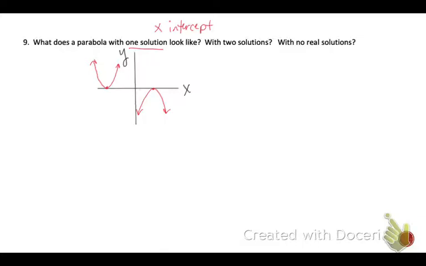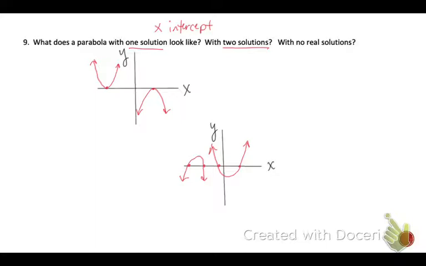Now, two solutions means that parabola is going to cross twice. So it could look like this, where it's opening downward, crossing twice, or it could look like this, where it's opening upward and crossing twice. Now, this last one is very important to remember for your test.